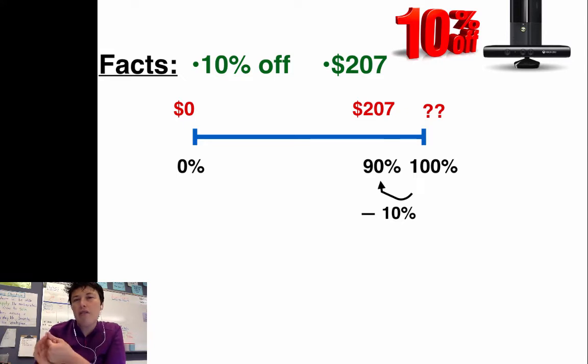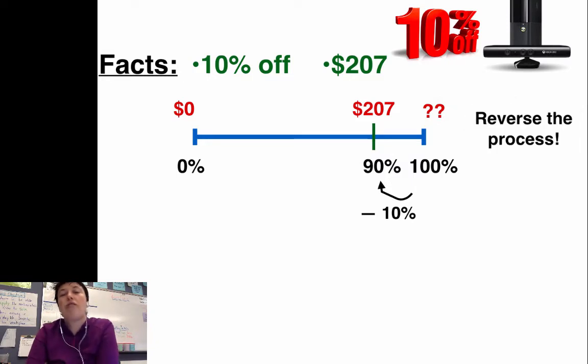So it's kind of a reverse problem. It's a little different than the last example. And so what I'm going to do is label this reverse the process. We're going to undo the work. So what do we know? We know that we are trying to solve for the 100%. It's our mystery number.